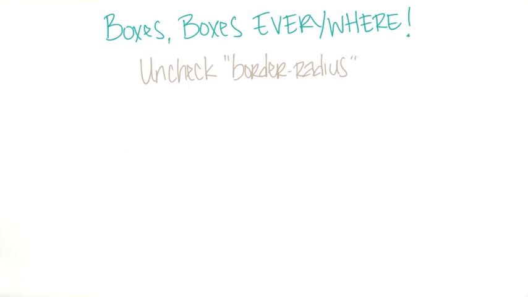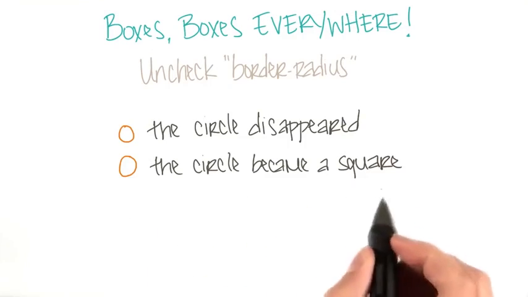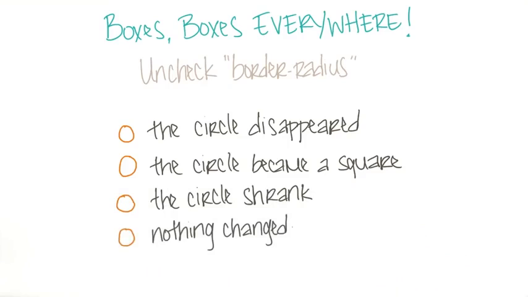So what did happen when you unchecked border radius? Did the circle disappear? Did the circle turn into a square? Did the circle become smaller? Or did nothing happen?